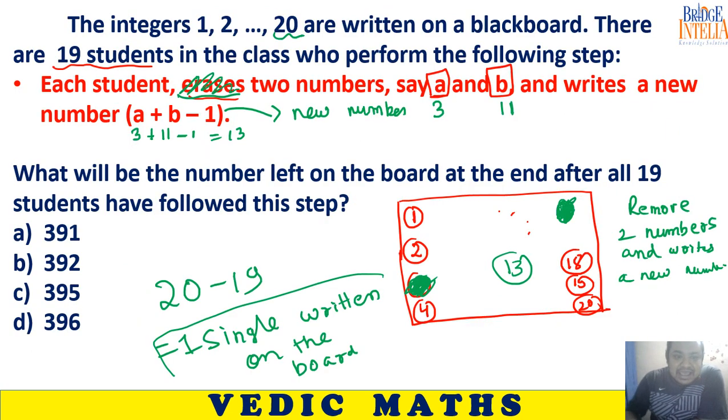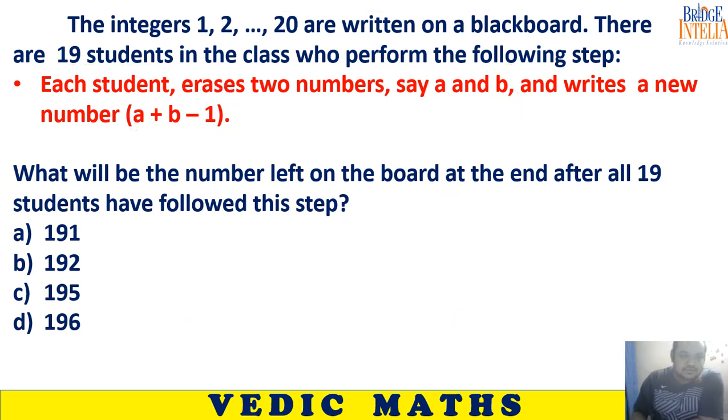But how many numbers will be written on the blackboard? One single number will be written on the blackboard. So the number that you will see written on the blackboard is 191. So the final answer is 191.